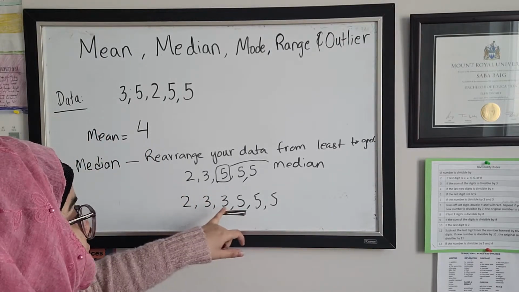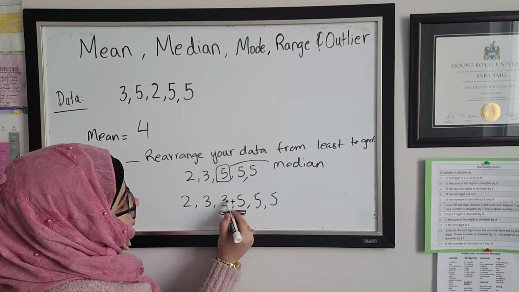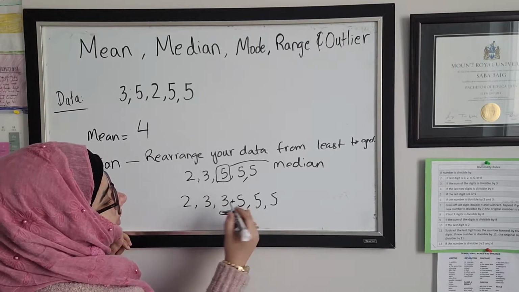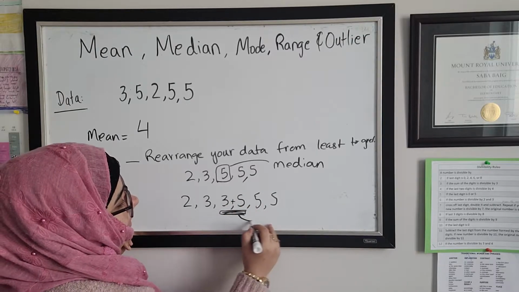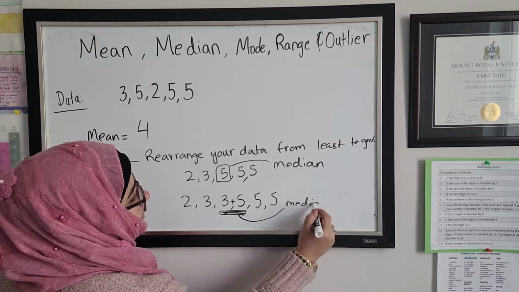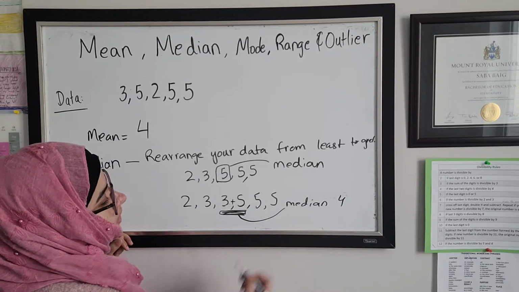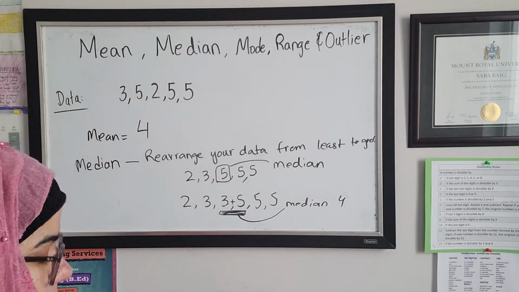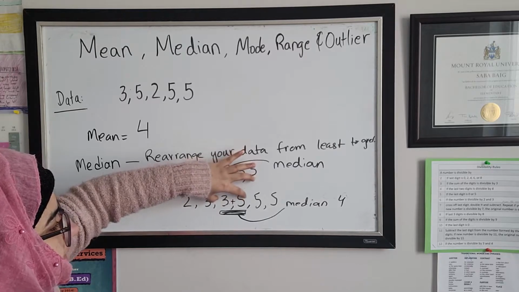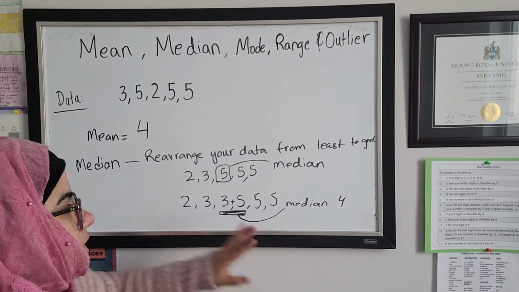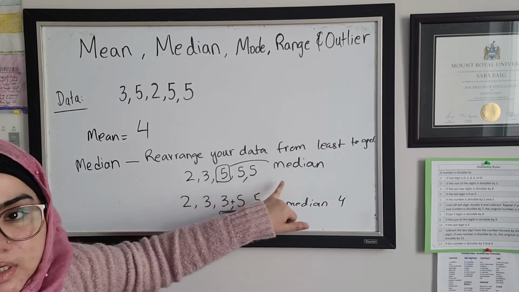So when you have an even number of data, you get 2 middle numbers. What you have to do is add these 2 and find the mean again. So 3 plus 5 is 8, divided by 2, because you have 2 numbers. Then the median for this set of data will be 4. Whenever you have an even amount of data, add the 2 middle numbers and divide by 2, you get the answer. But if you have an odd amount of data, then the most middle number is your median. Simple.